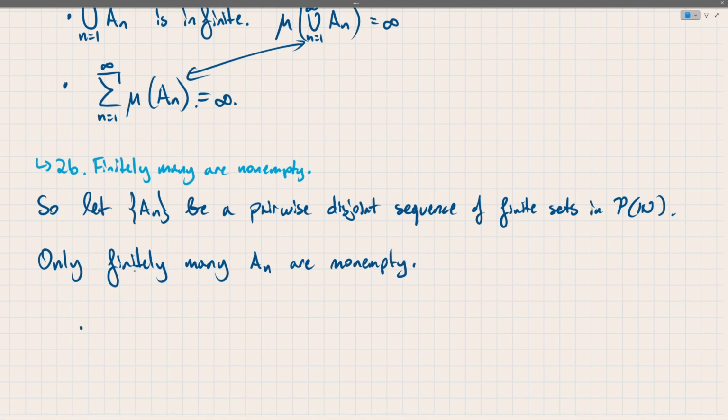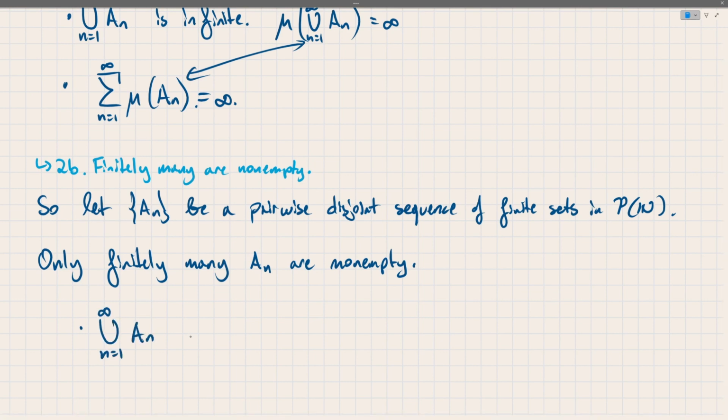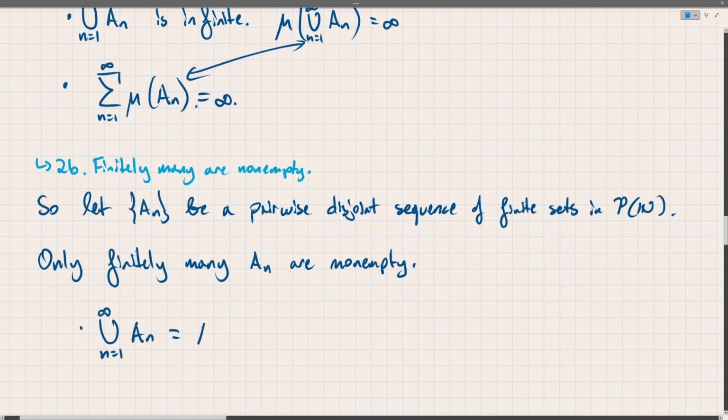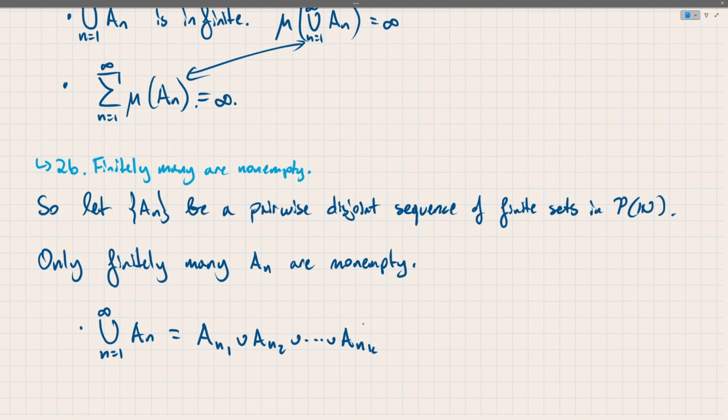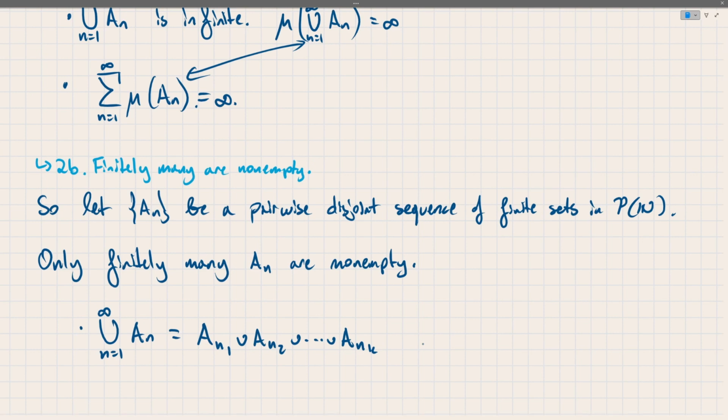Okay, so we're just going to play the same story again. We're going to look at the union first, and then we're going to look at the sum. When we look at the union, because only finitely many are non-empty, the rest are empty. So this is really just a finite union. You can call it A n1 union A n2, and so on, union A nk. These are the elements of this sequence which are non-empty. Because if I put the empty set here, it doesn't matter. And these are all finite sets. And these are also disjoint.